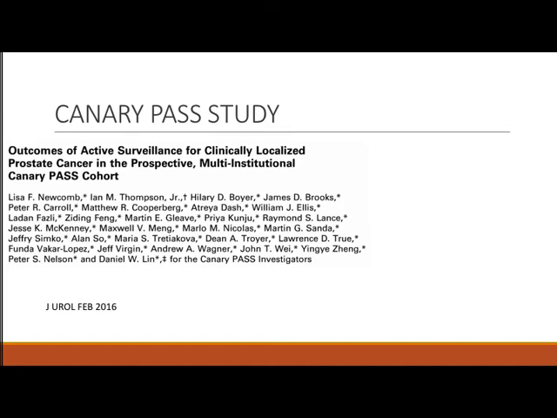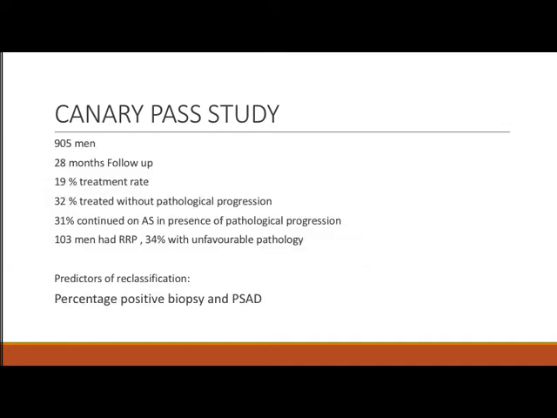The Canary data just got published last month in Urology, another low-impact journal. And that's the best we could do. They looked at 905 men, so it's a big cohort, but the follow-up's only 28 months median. And the treatment rates are low so far because it's a short follow-up, 19%. 32% were treated without pathological progression, interestingly. And 31% continued on active surveillance even in the face of pathological progression, maybe even more interesting.